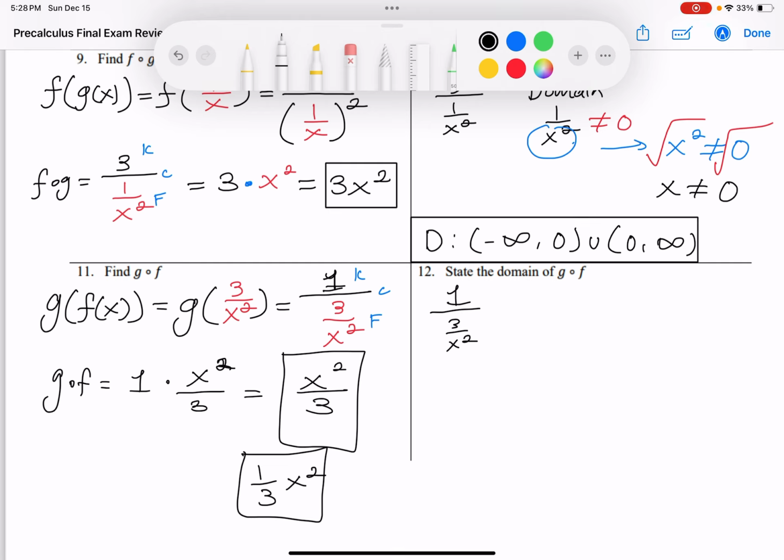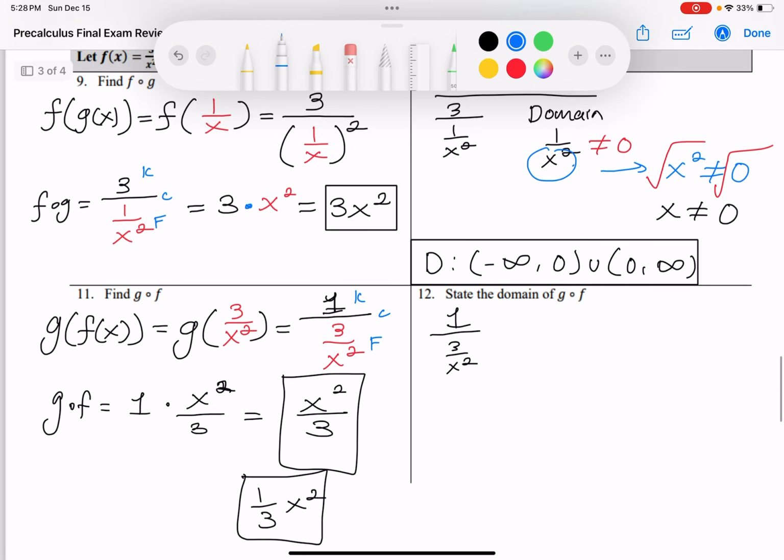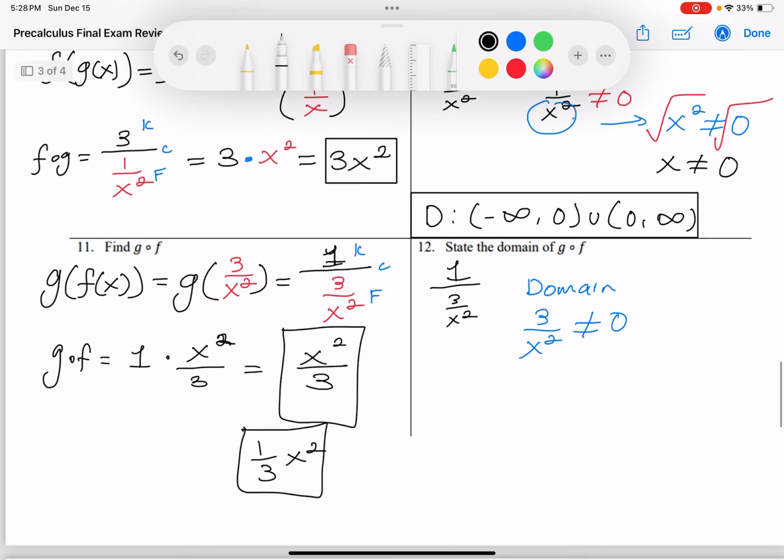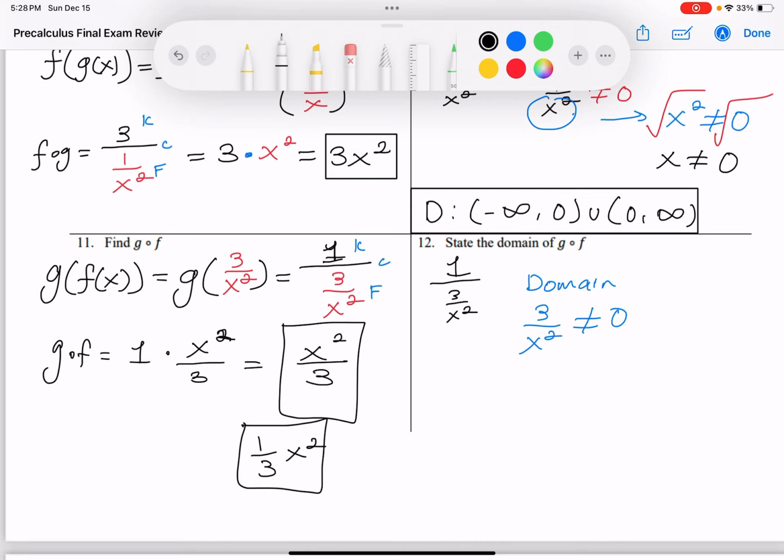And once again, our domain, because this is a fraction, our denominator for our domain states that 3 over x squared cannot be equal to 0. Now, 3 divided by x squared will never be 0, but it's also a fraction. So that means x squared still cannot be equal to 0, and it's basically the same domain as the last question. So the domain is any real number excluding 0.